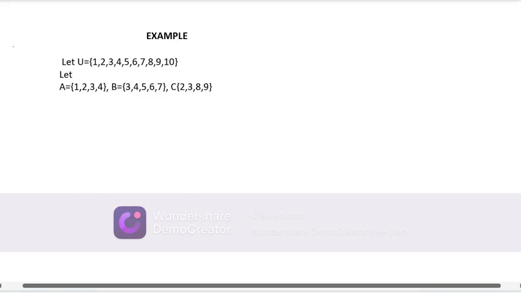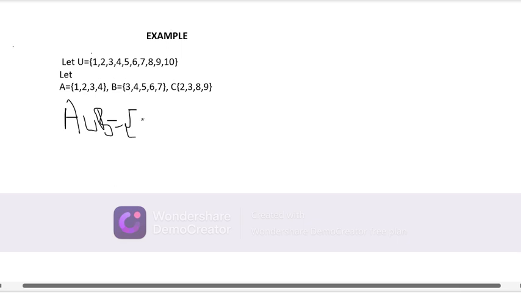Let's look at this example. We have the universal set to be 1, 2, 3, 4, 5, 6, 7, 8, 9, 10. Set A is equal to 1, 2, 3, 4. B is equal to 3, 4, 5, 6, 7. And C is equal to 2, 3, 8, 9. Now, let's try to find A union B, B union C, and A union C. Let's start by finding A union B. We try to find the elements that are found in A and B.